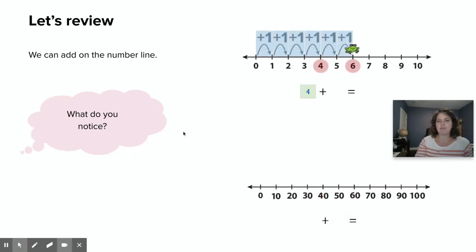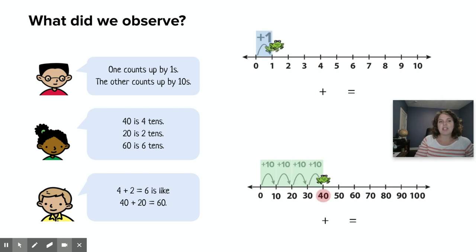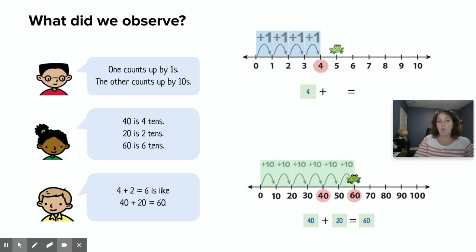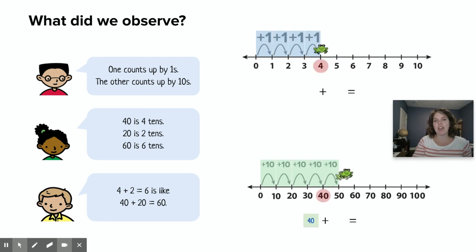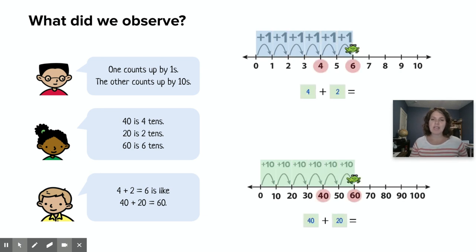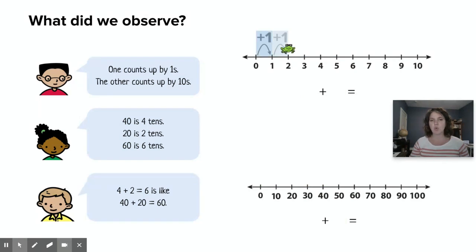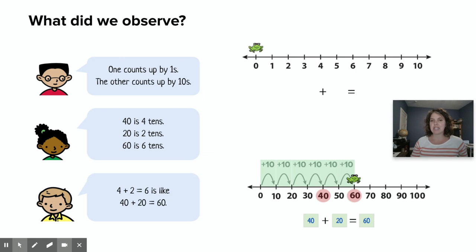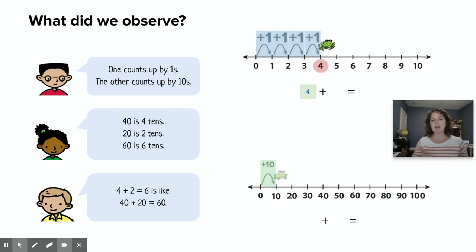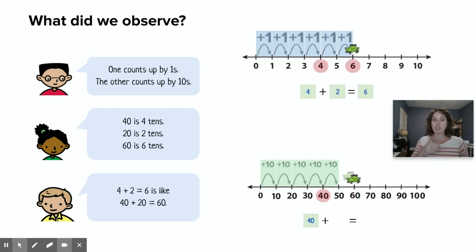Let's check out some observations. So this gentleman says, well, the top one counts by ones and the other one counts by tens. How many of you saw that in your observations? Great. The little girl says, well, 40 equals 4 tens, and 20 equals 2 tens, and 60 equals 6 tens. So she's looking kind of at that first number, that when we get to 20, we take 2 jumps, or it's 2 groups of 10.